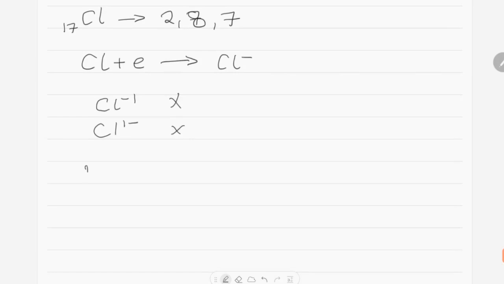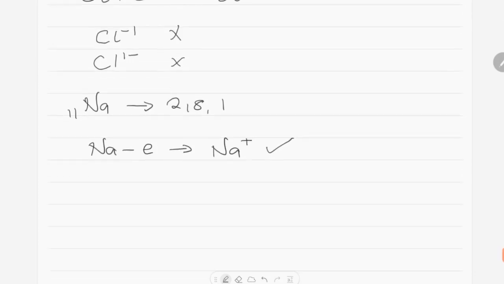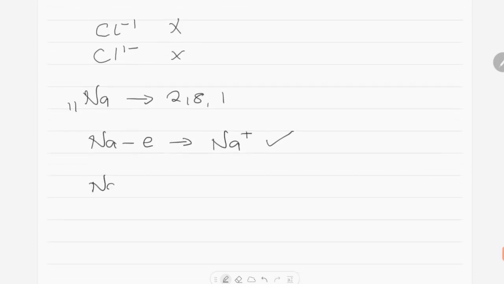If it's sodium with an atomic number of 11, electronic configuration 2,8,1, it loses an electron, and when it loses an electron, it becomes an ion, and it has this charge. So this is very correct, but you're not supposed to write sodium plus 1. This is very wrong. Or sodium 1 plus. This is wrong, and that is also wrong. You're just supposed to write the charge alone.